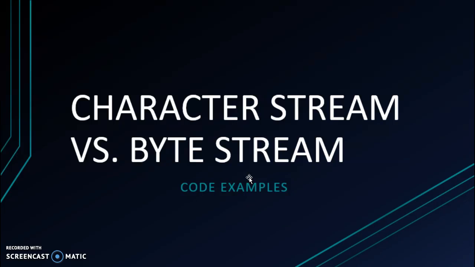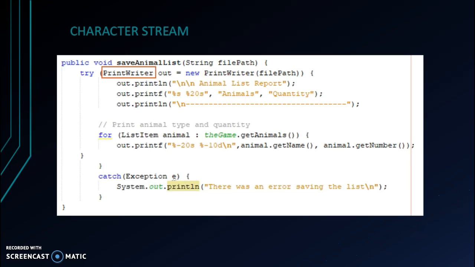Character string versus byte string. File streams are used in Java to read and write data to a file in a sequential manner, character by character or byte by byte. All classes used to define the various streams are derived from the classes InputStream and OutputStream. So we can use character streams when we want to create a text file in Java. Characters are stored using Unicode conventions.